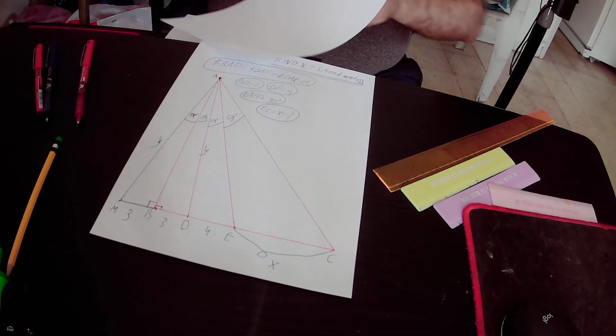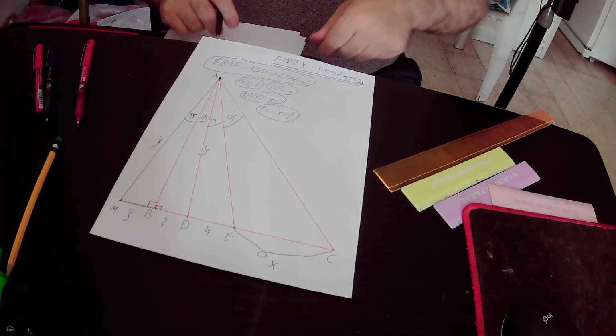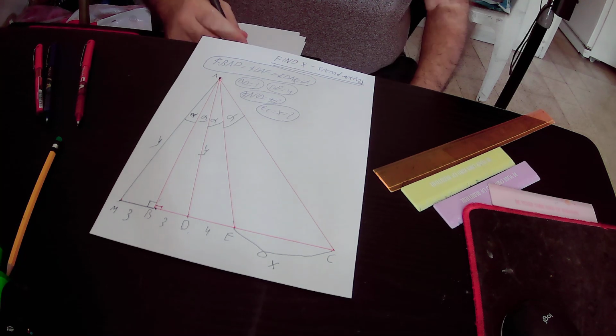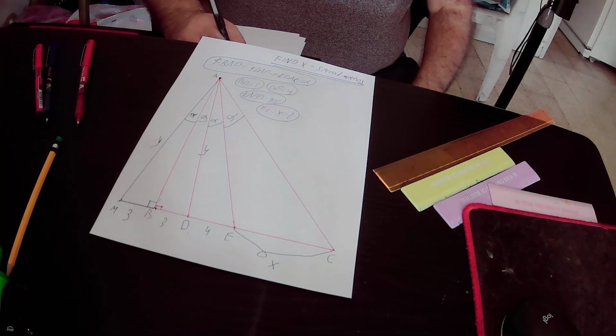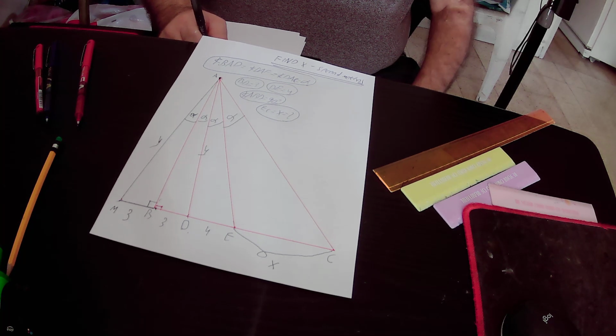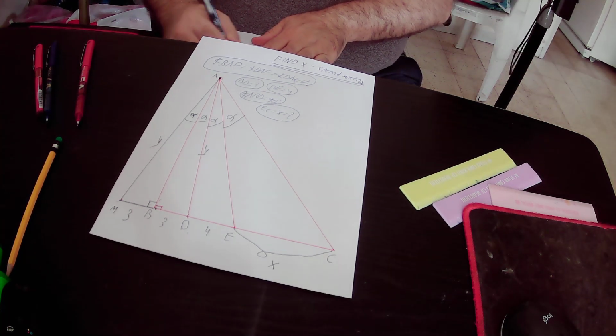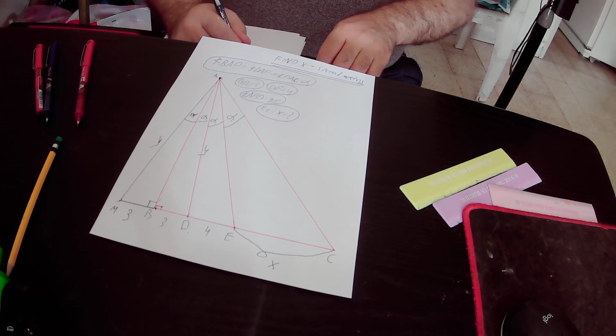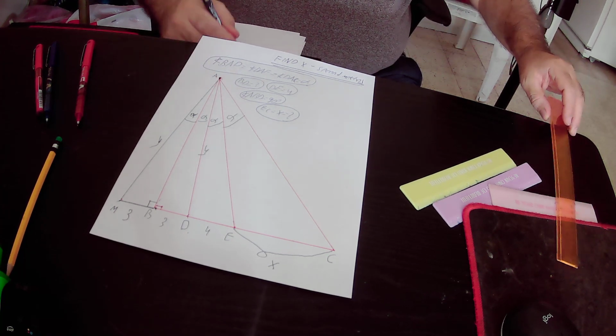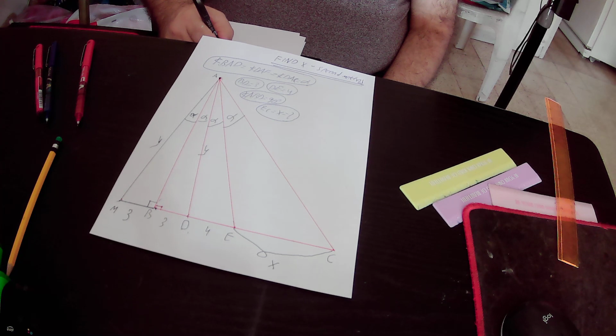So in the next step we will focus on the big triangle, triangle AMC. In triangle AMC, we know that AD is the angle bisector.